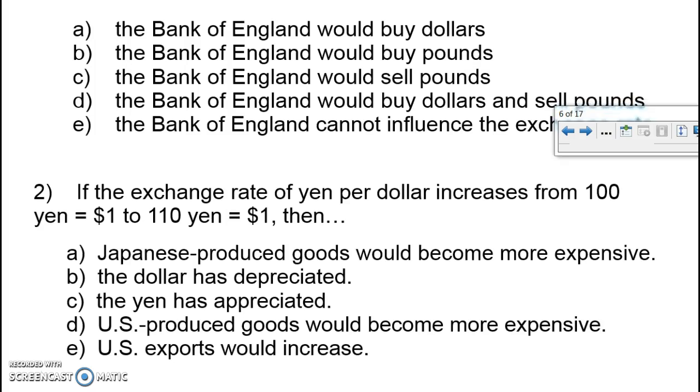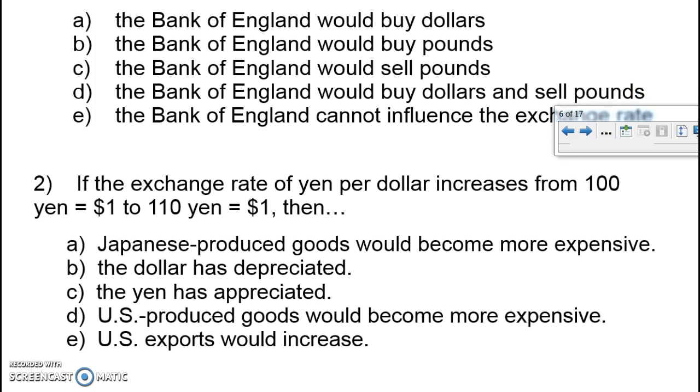The second question, if the exchange rate of yen per dollar increases from 100 yen equals $1 to 110 yen equals $1, then it's going to take more yen to buy a dollar. So even though it looks like, oh, more yen, right? Like, oh, it's appreciated. It's actually the opposite. When it takes more to buy something, the value of that currency has depreciated. So B is not true. The dollar is not depreciated. The yen has. C is not true, right?